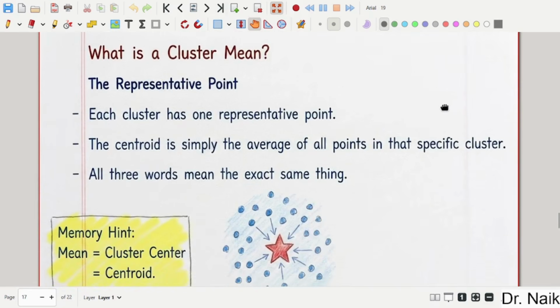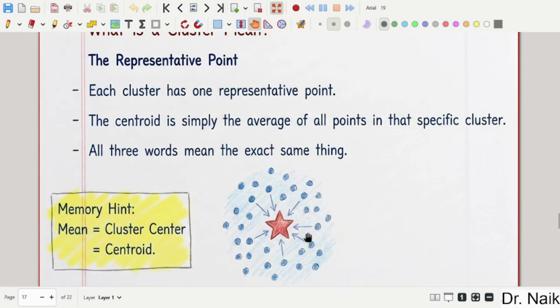What is a cluster mean? Each cluster has a representative point. That point is called a mean, or cluster center, or centroid. The centroid is simply the average of all the points in that cluster.